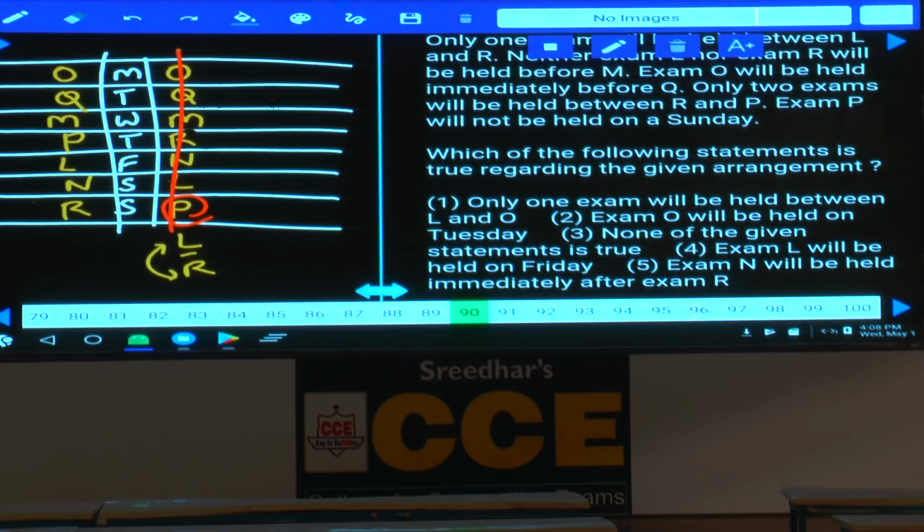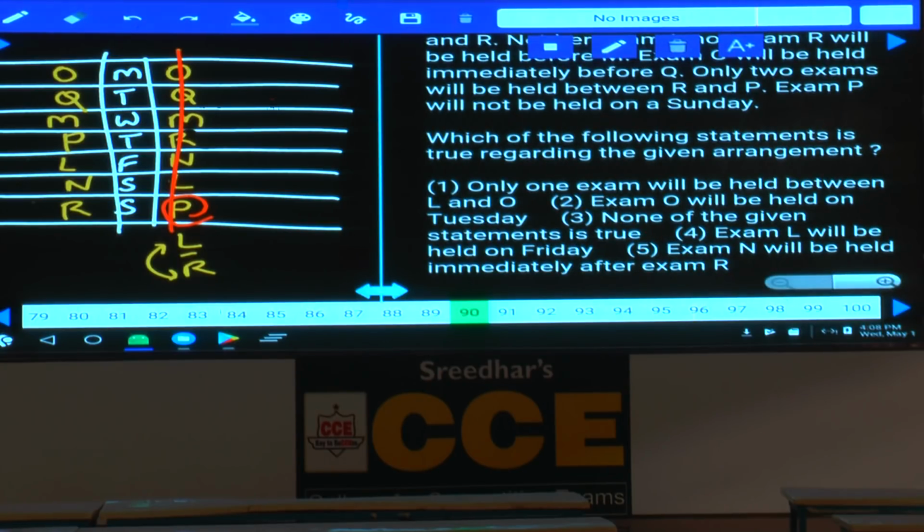And 90th, which of the following statements is true regarding the given arrangement? Only one exam will be held between L and O. Between L and O there are 3 examinations. And exam O will be held on Tuesday, that is false. And exam L will be held on Friday, that is definitely true, choice 4.